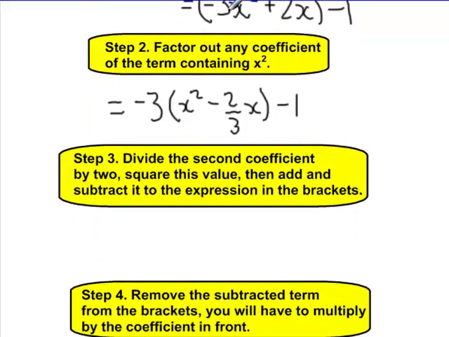Step 3. Divide the second coefficient by 2. Square this value, and then add and subtract it to the brackets. I'll do this work off to the side.